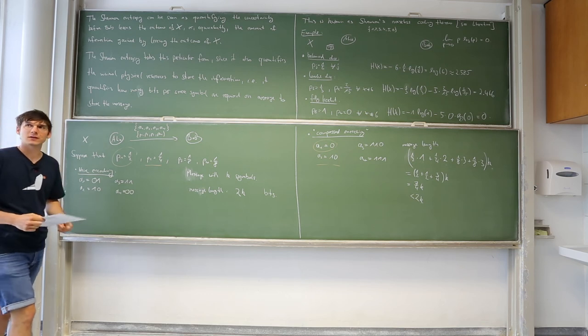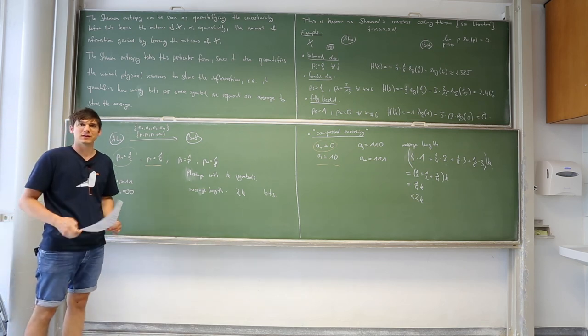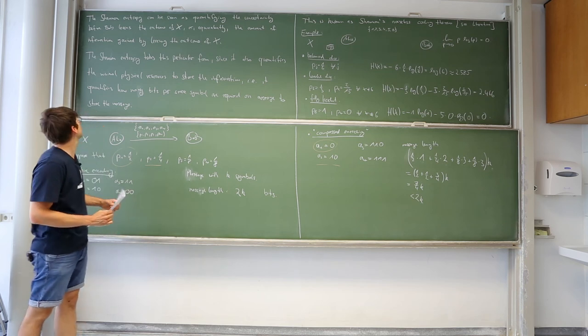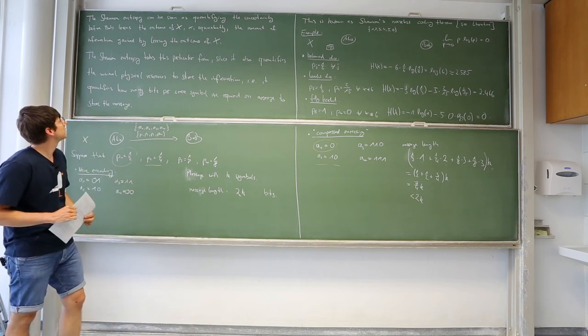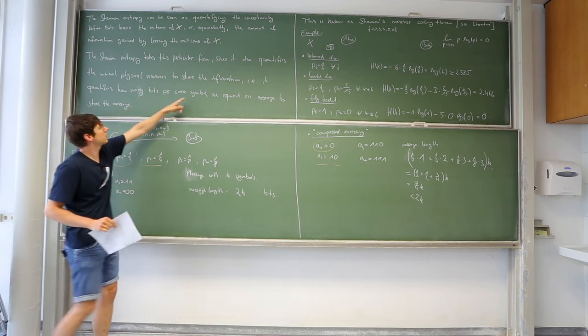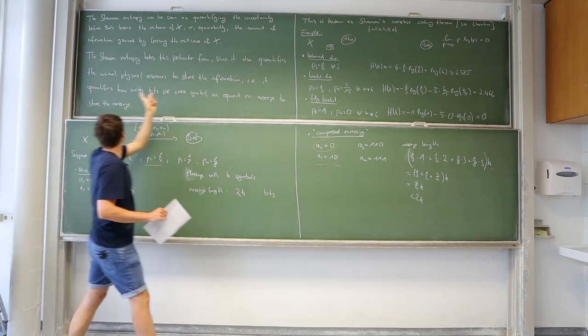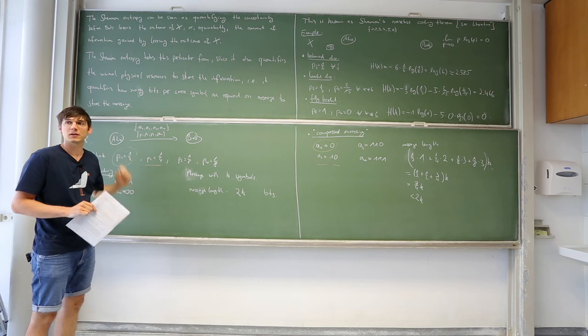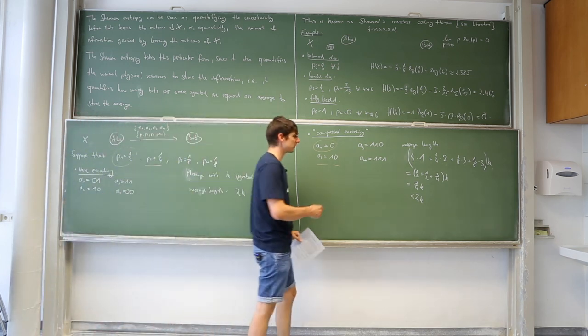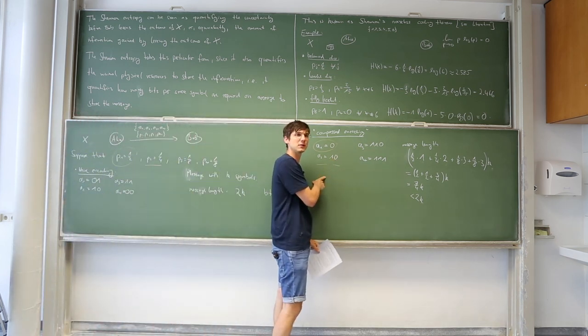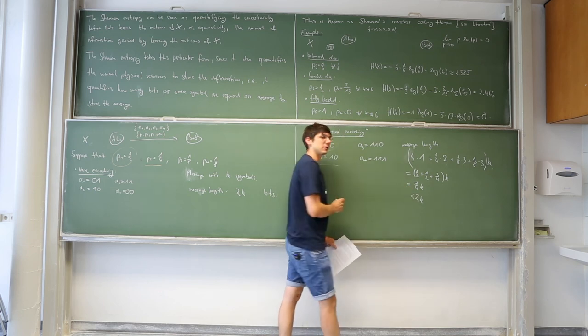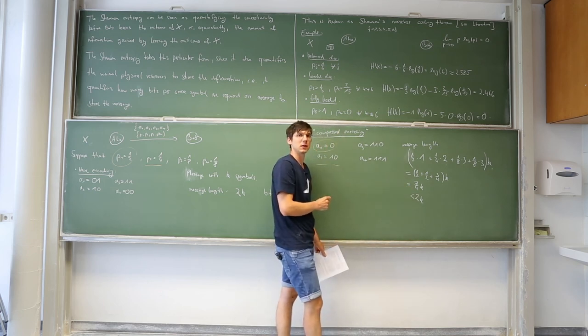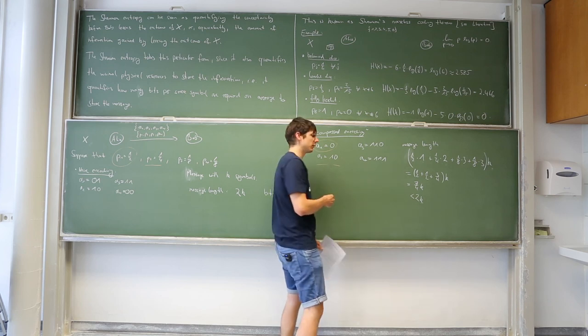And how does Shannon entropy come in here? As we stated, Shannon entropy quantifies how many bits per source symbol are required on average to store the message. What turns out is that this encoding that I just showed you is the optimal encoding, meaning that you cannot find an encoding with a shorter message length than this. And this message length is quantified by our Shannon entropy.